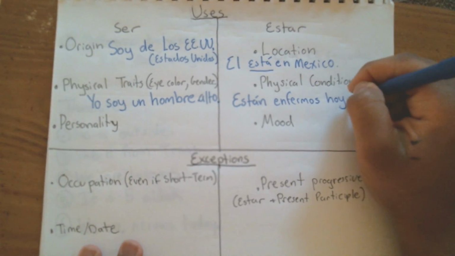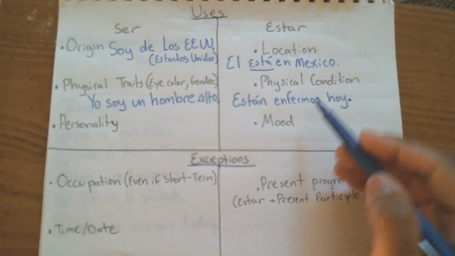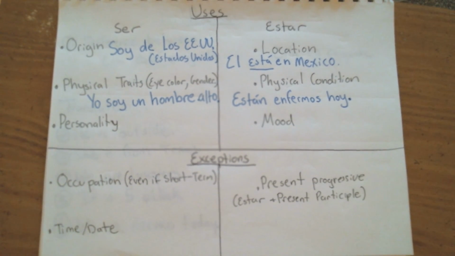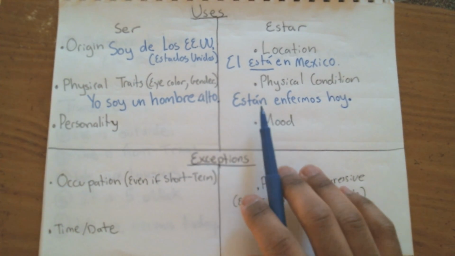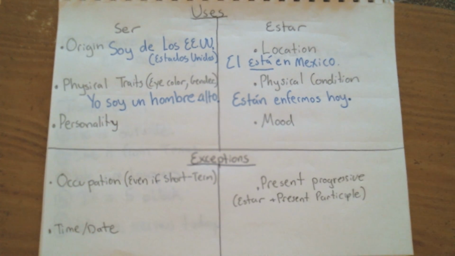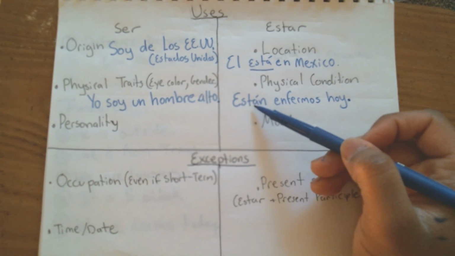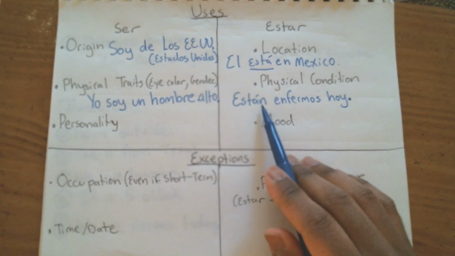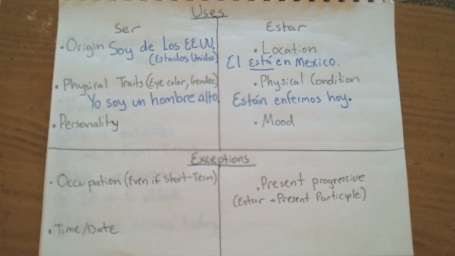"Están enfermos hoy." Now this comes from the word enfermo, which means sick or ill. They are ill today, or they are sick today. Now these people weren't born sick. Están, of course, comes from the "they" form: they are. These people weren't born sick. They just happen to be sick today.